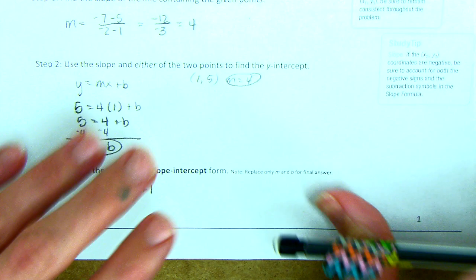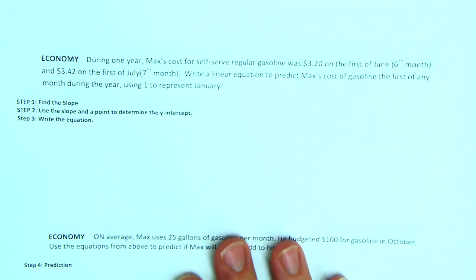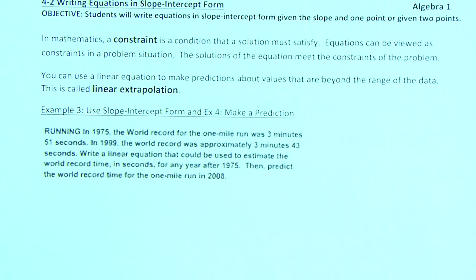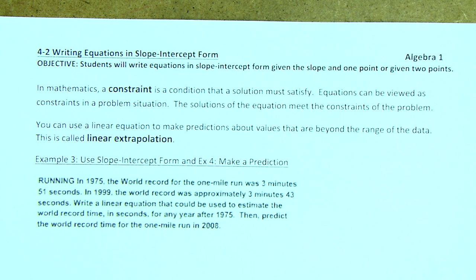All right, let's roll that over and do a couple more. We're going to get some terminology here. If you have a condition that your solution must satisfy, they call that a constraint. It just means you're constrained. You have to follow that condition. So equations can be viewed as a constraint. The solutions have to meet those constraints. They have to meet the requirements of the equation.